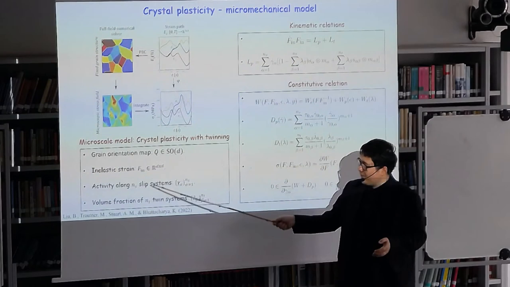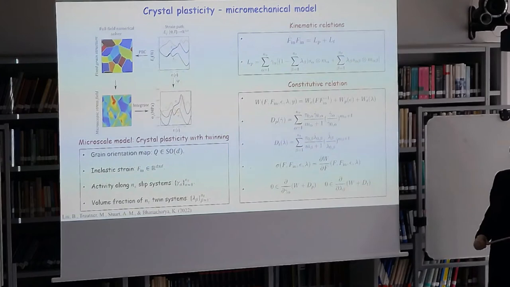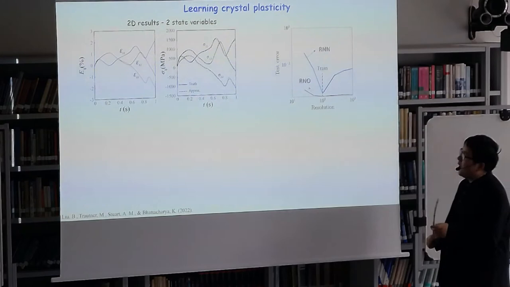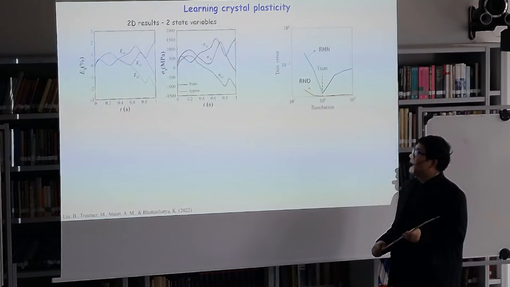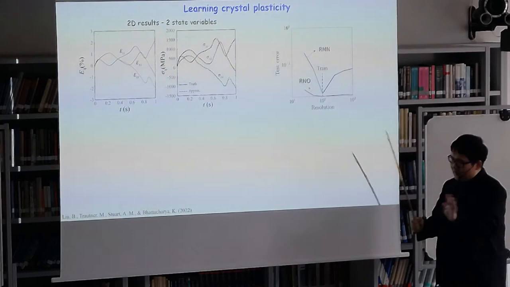And you have a set of variables that you have to use to record how much strain has happened in your system. So basically, it's quite a complicated model at the micro scale. We tried our recurrent neural operator on the homogenization of this problem. And what we found is that in two-dimensional crystal plasticity, with a random initial texture, meaning grains randomly oriented at the beginning, we only need two state variables.